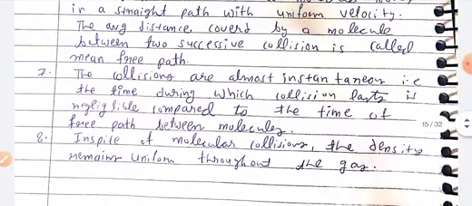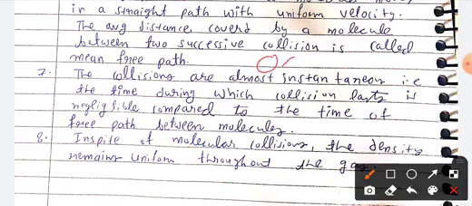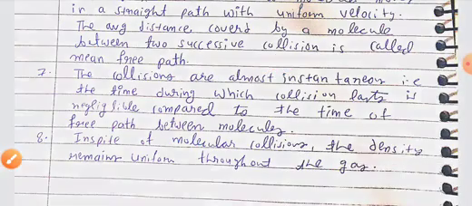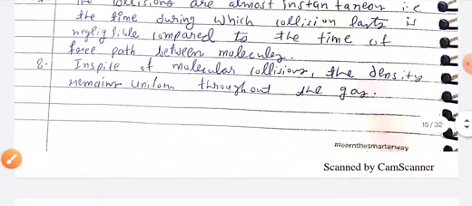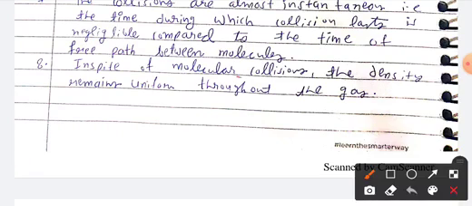The seventh point, the collisions are almost instantaneous. That means the time during which a collision lasts is negligible compared to the time of free path between molecules. For how much time they are colliding, that is negligible. Last point, in spite of molecular collisions, the density remains uniform throughout the gas. Still there are collisions of the molecules, still the density of the gas will remain the same.